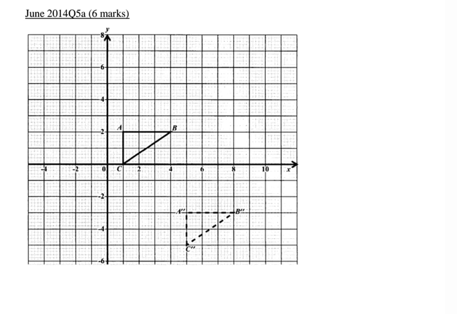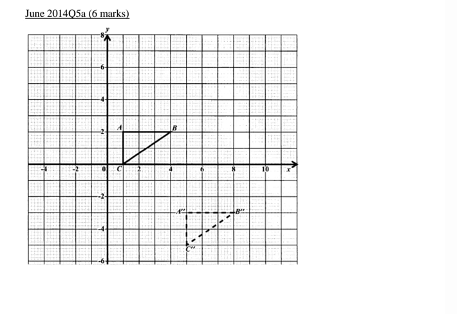All right, this is June 2014, question number 5. It says, triangle ABC has coordinates A(1, 2), B(4, 2), and C(1, 0). On the answer sheet provided, draw triangle A prime, B prime, C prime, the image of triangle ABC under an enlargement, center O, the origin, and scale factor 2.